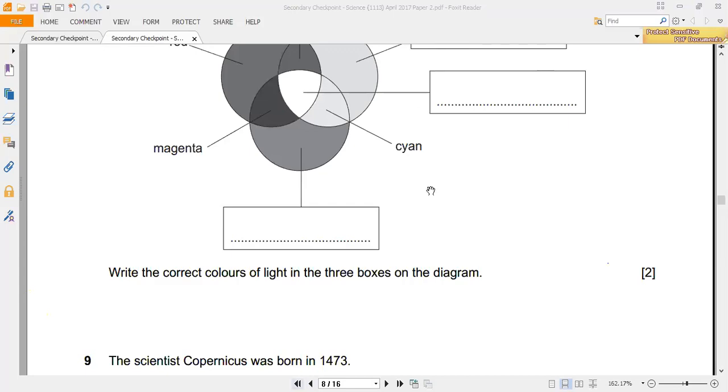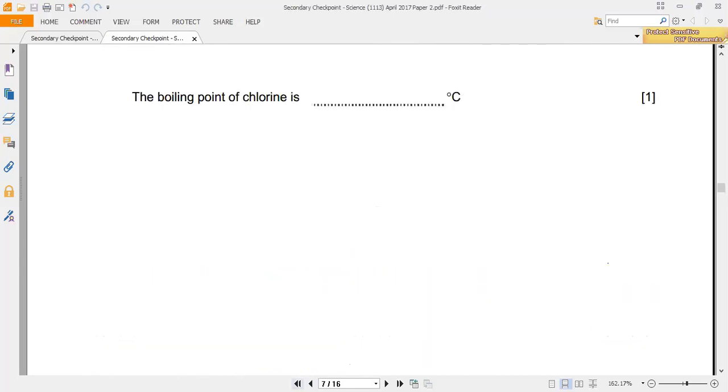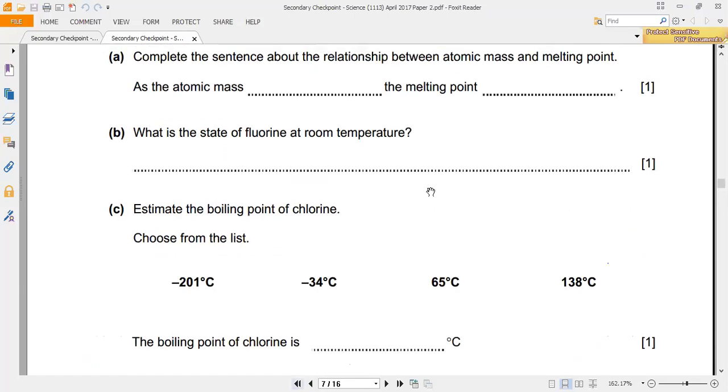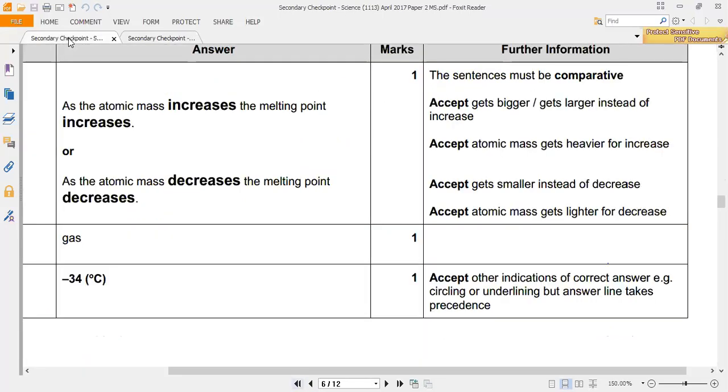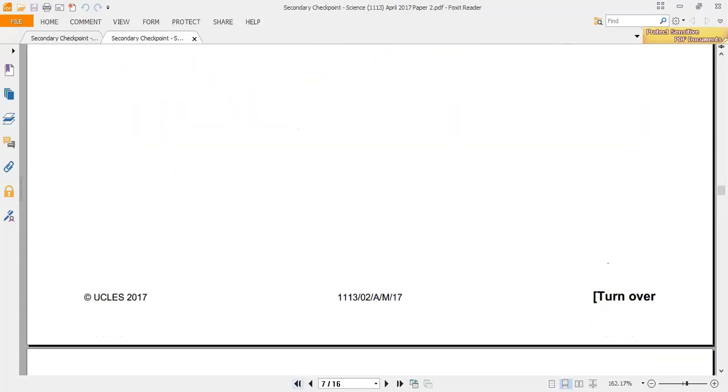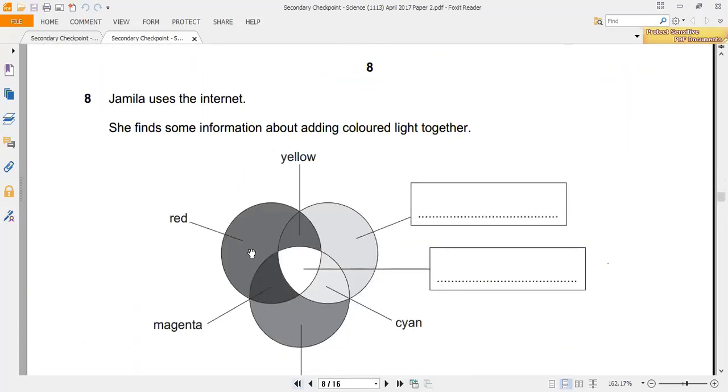The answer of 7B. I illustrated this one. Oh yeah, 7B. What is the state of fluorine at room temperature? It's a gas, man. It's a gas. Okay, it's a gas. So, question number 8.